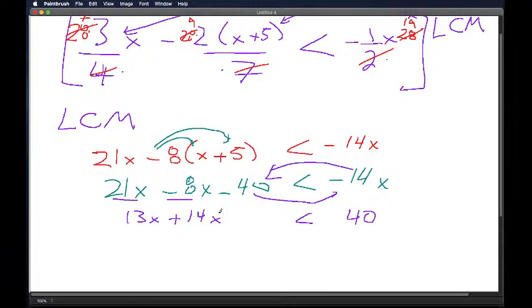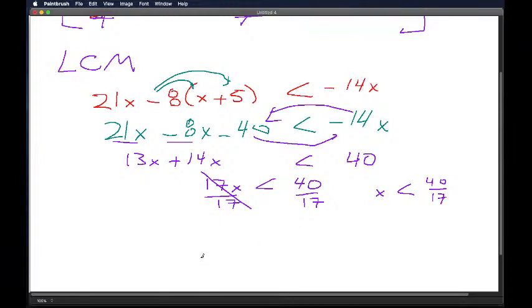And then we can add these two together. It's a little bit ugly, but that's okay. We have this answer, x is less than 40 divided by 17. And like I told you guys, I don't like decimals, so I just keep it like this. And then, of course, if we want, I can plot this. I give you guys a number line on the test, so you don't have to worry about that.